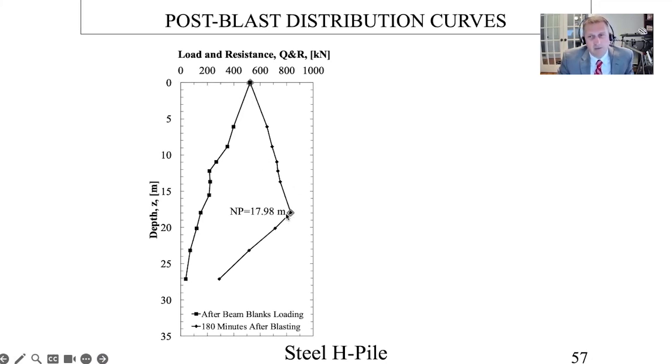Based on the neutral plane theory and what we saw in the measured strain gauges, we see that a neutral plane develops at about 17.98 meters. So that's for the steel H pile.